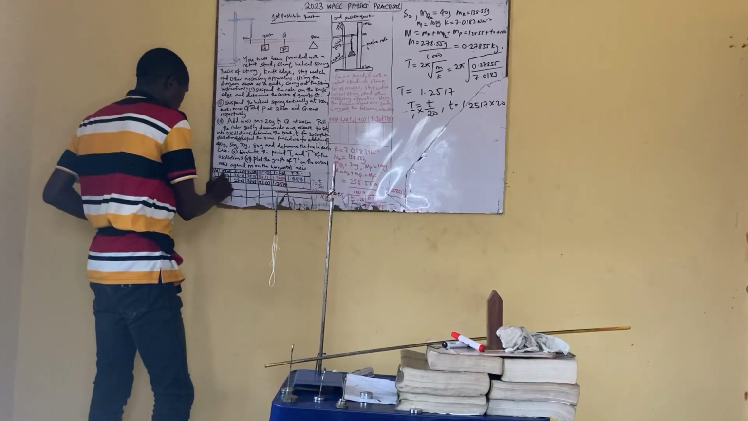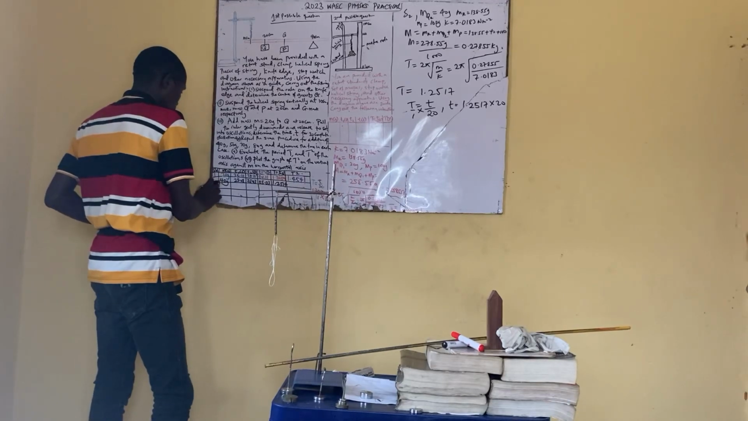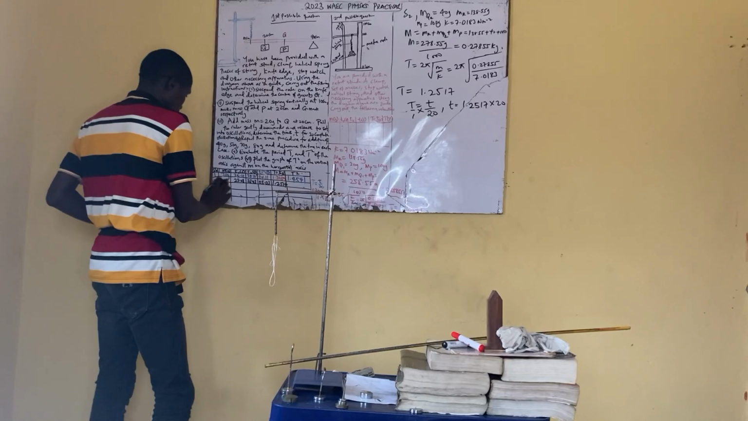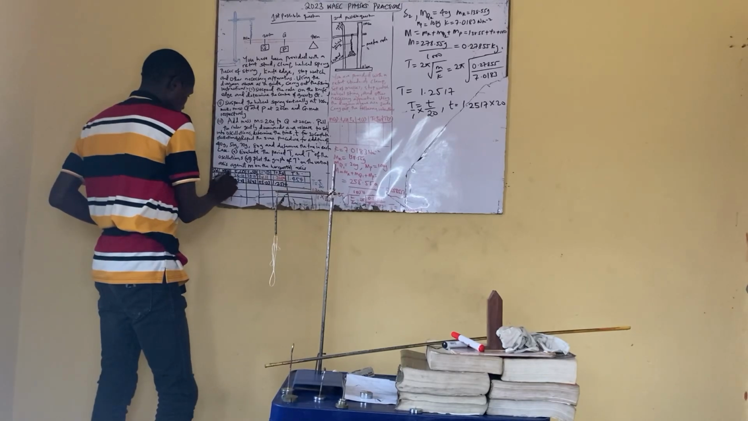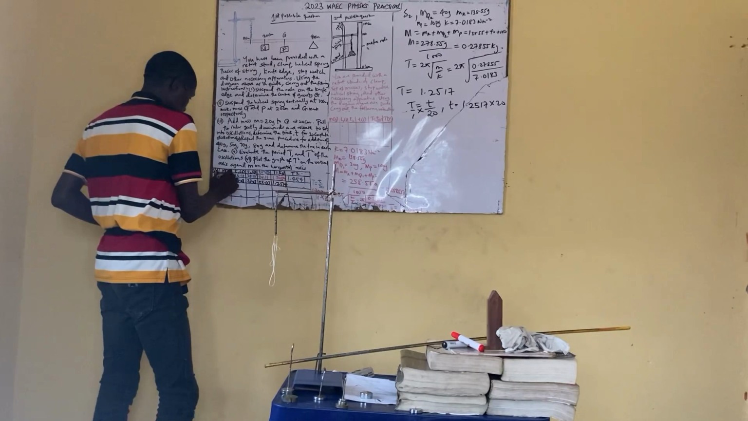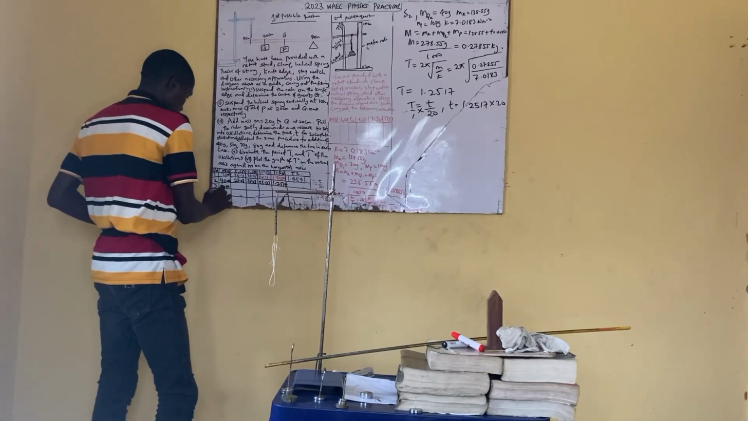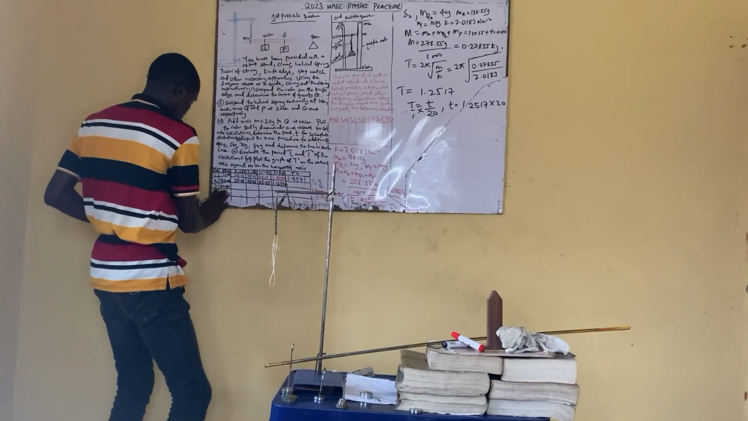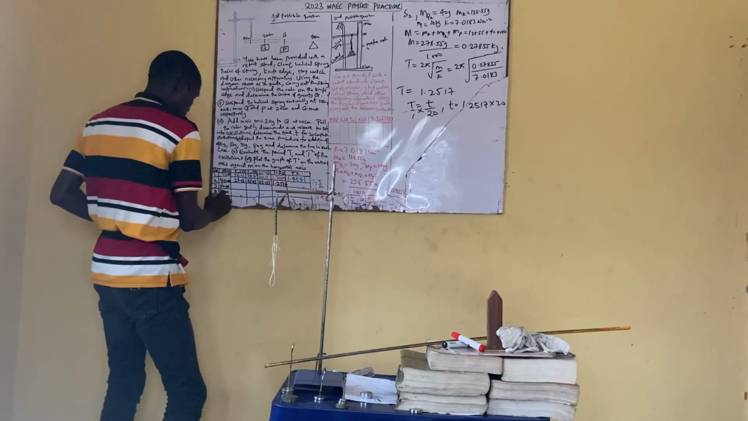So this is 40 gram. The next one is going to be 50 gram. Please put it to 2 decimal places. So there's no need for me to repeat. This is 60 gram. This one should be 70 gram. And this one is 80 gram.